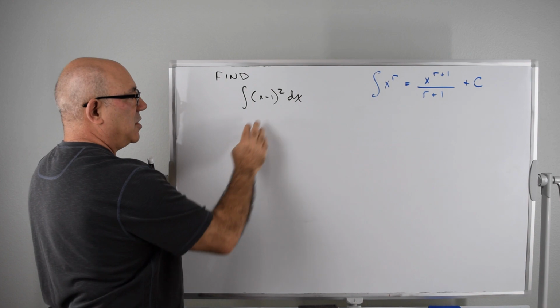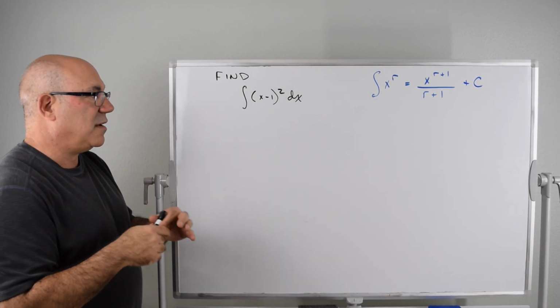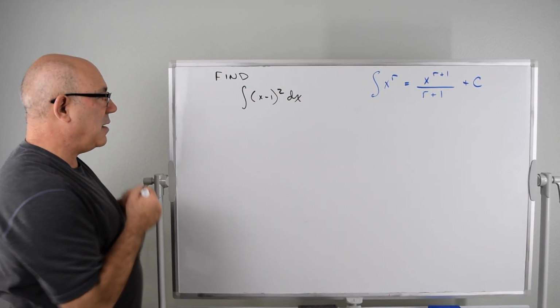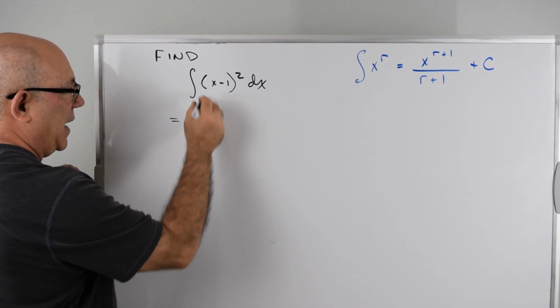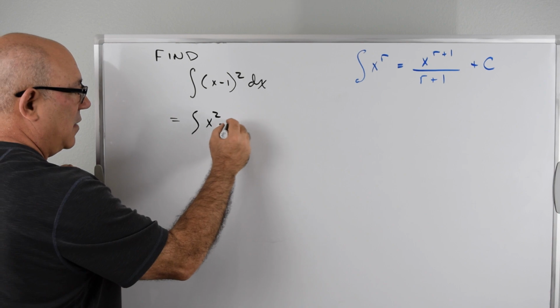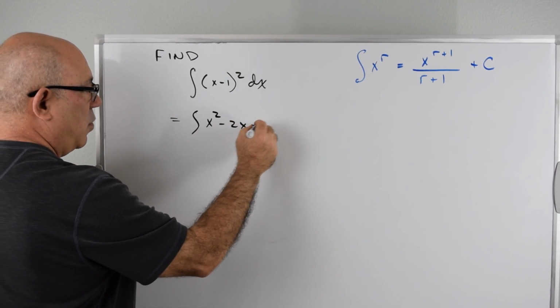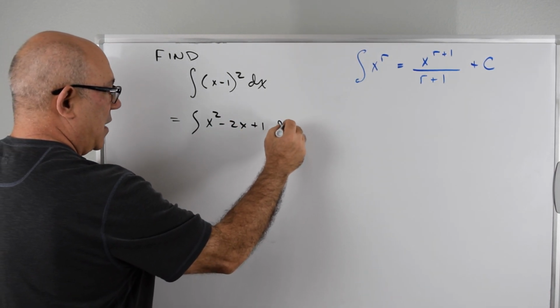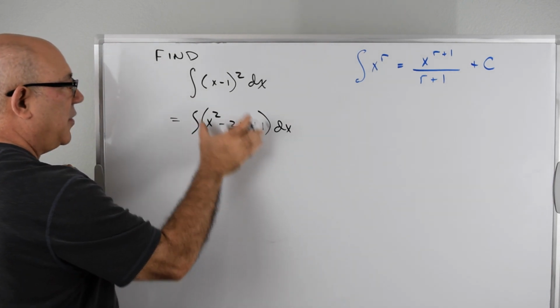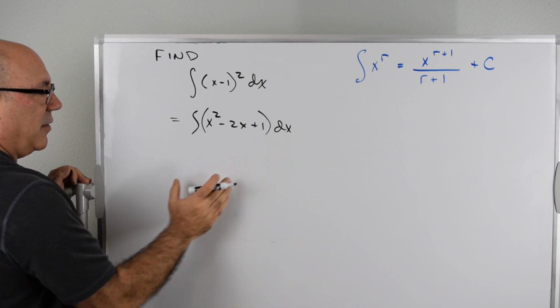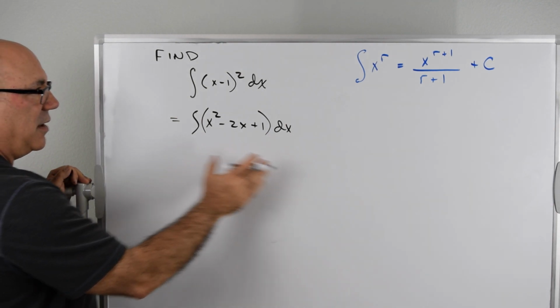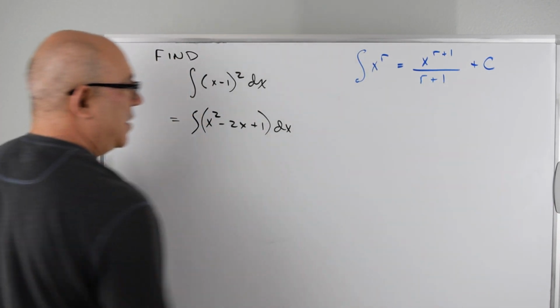So here's our function we're going to use. We're going to put it into this form so it's easier to integrate. And this means that we're going to take it and expand it. So that'll be x squared minus 2x plus 1 dx, okay? So nothing more, same equation, we just expanded it. Now we're going to operate on this and solve the indefinite integral using this formula here.